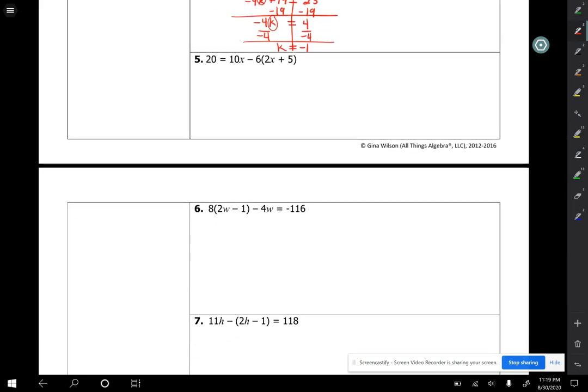Number 5, 20 equals 10x minus 6 times 2x plus 5. So before we begin to solve, I need to distribute this negative 6 to the 2x and the positive 5. Okay, now I can combine like terms. 10x minus 12x is negative 2x minus that 30 on the end. All right, now I can solve for this x right here by adding 30 to both sides.